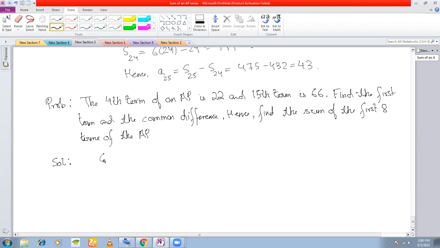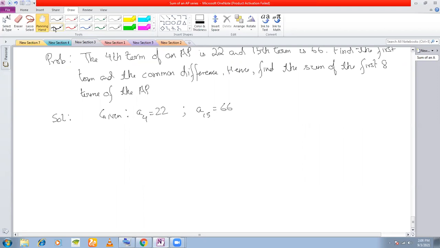So given here is A4, 22. Also the 15th term is given, that means A15 is given as 66. This problem is very similar to the last problem, and such a problem is very important also. That is why I am solving two problems of this type. So start with the first one. We have A1 plus 4 minus 1 into D, equal to 22. That means A1 plus 3D is equal to 22. This is our first equation.